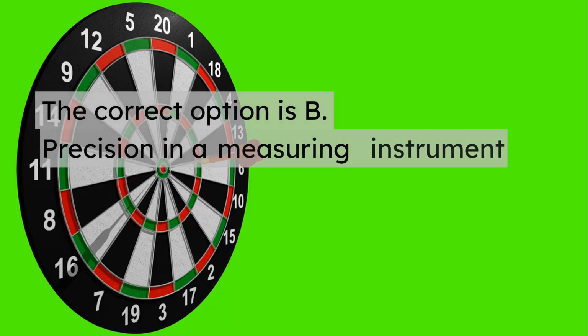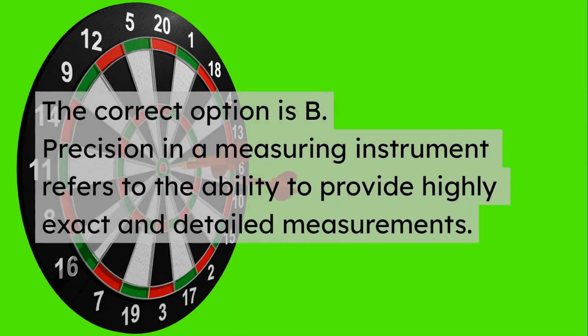The correct option is B. Precision in a measuring instrument refers to the ability to provide highly exact and detailed measurements.